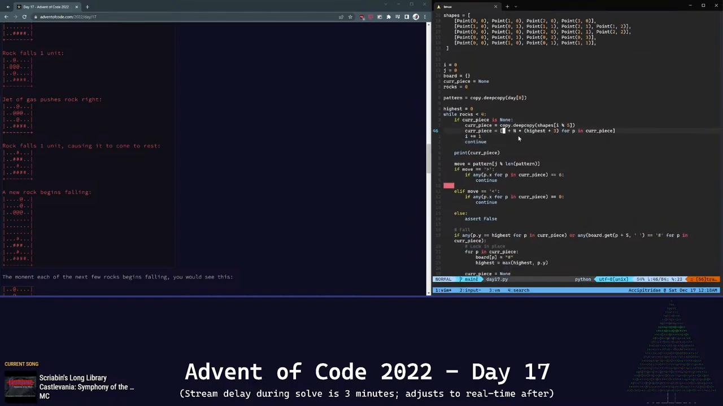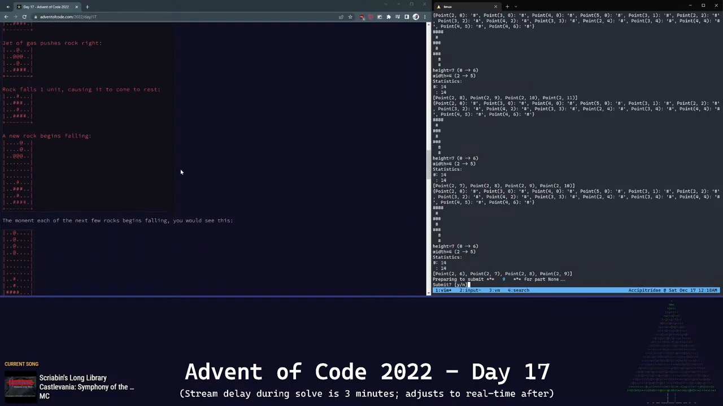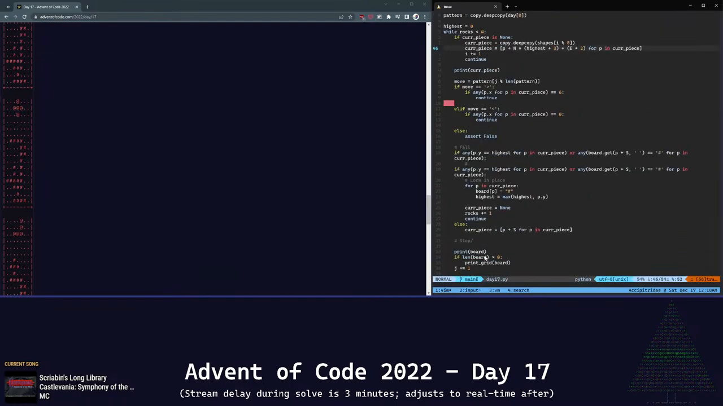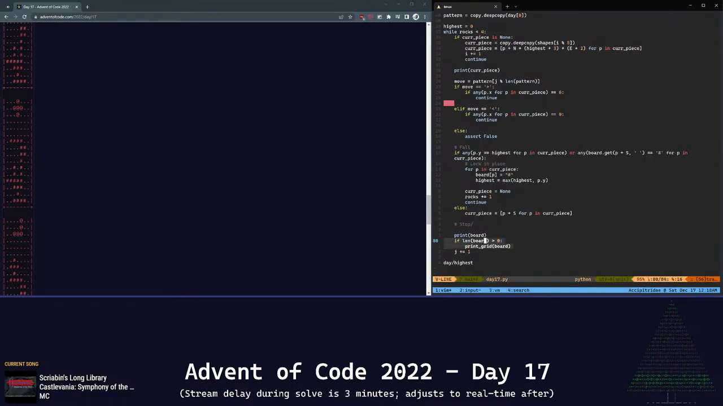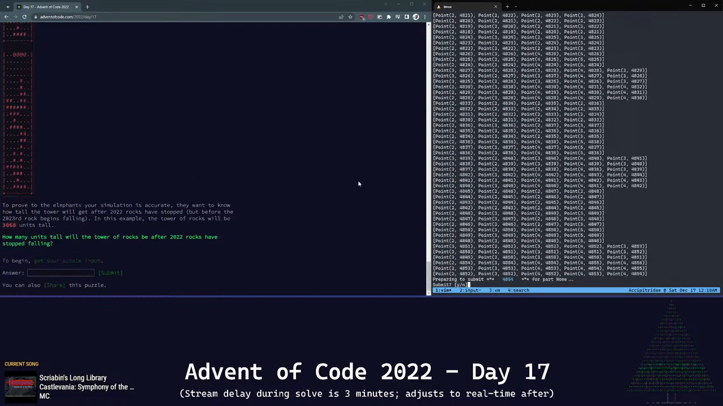Oh, we need to start with the X shifted over by 2. So we need to move east times 2. Okay, this looks right. This is sort of what's happening, I think. So 2023. No, we're overshooting.